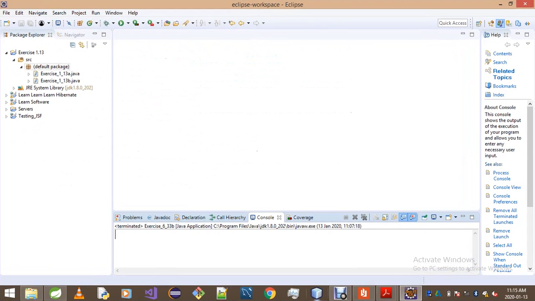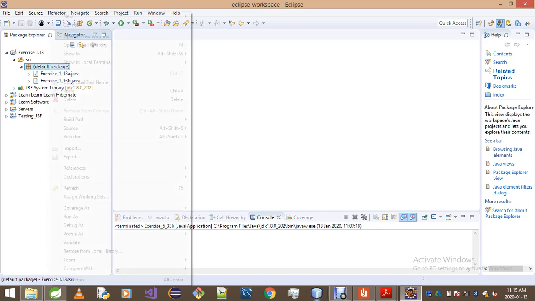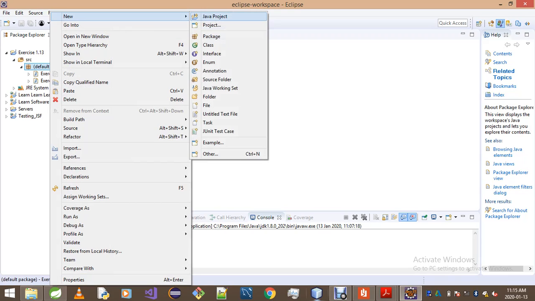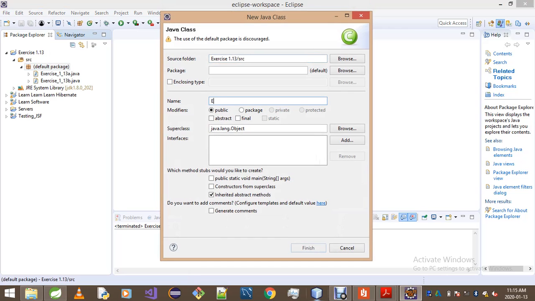Okay, here's our IDE. We already did this. We already did this problem from student A and student B's perspective. So right now, what we want to do is to create a new class. We'll call it exercise_1_13C, and then we select this checkbox here and then hit finish.